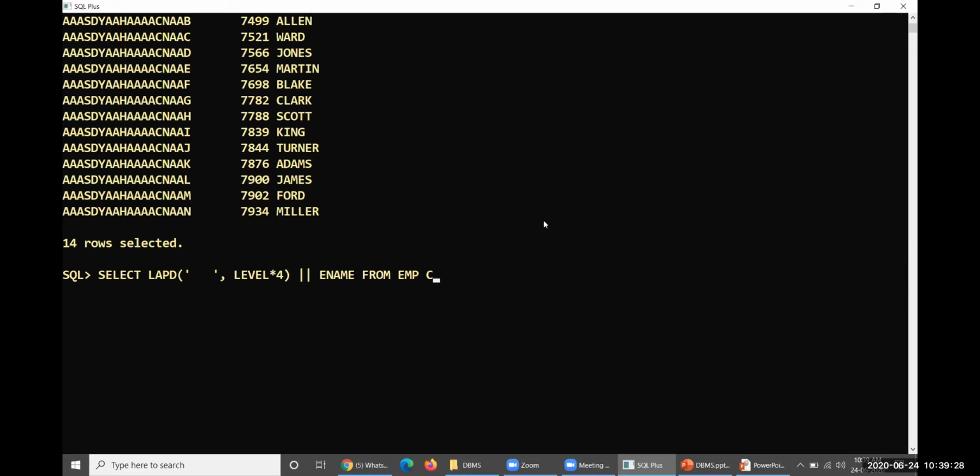Connect by, look at the clause here. Connect by prior employee number equal to MGR. Where employee number equals MGR, he will be the manager for that particular person. And where exactly you have to start: start with MGR equal to NULL.